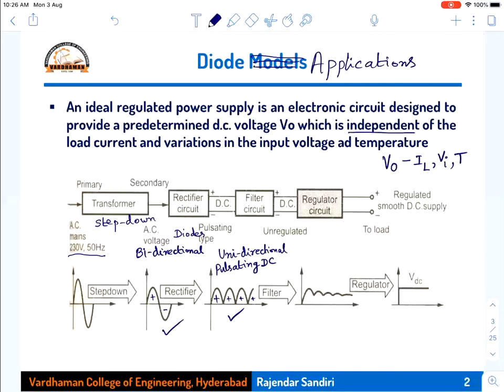Pulsating DC means it does not contain negative cycles. All positive cycles are available. Therefore, we call that a unidirectional signal or pulsating DC. So, a rectifier converts a bidirectional signal into a unidirectional signal, or AC voltage into pulsating DC voltage. Now, this pulsating DC voltage will act as the input to the filter.